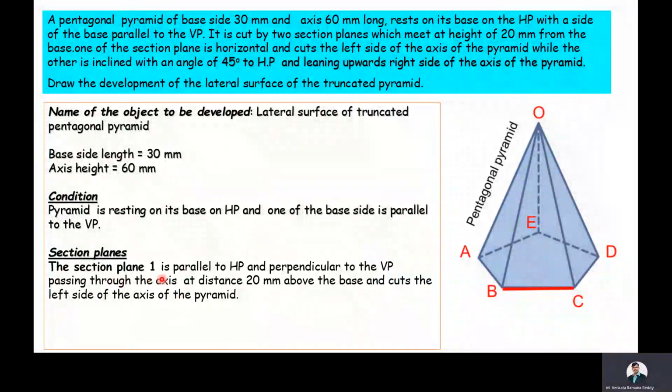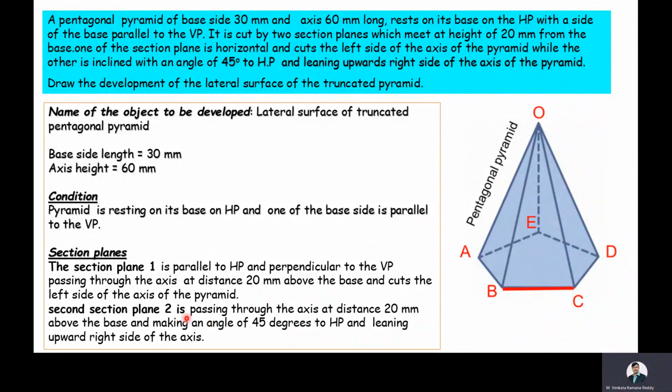The first section plane is parallel to HP and perpendicular to the VP, passing through the axis at a distance 20 mm above the base and cuts the left side of the axis of the pyramid. Second section plane is passing through the axis at a distance 20 mm above the base and making an angle 45 degrees to the HP and leaning upward right side of the axis. Here, our objective is to develop the lateral surface of the truncated pentagonal pyramid.